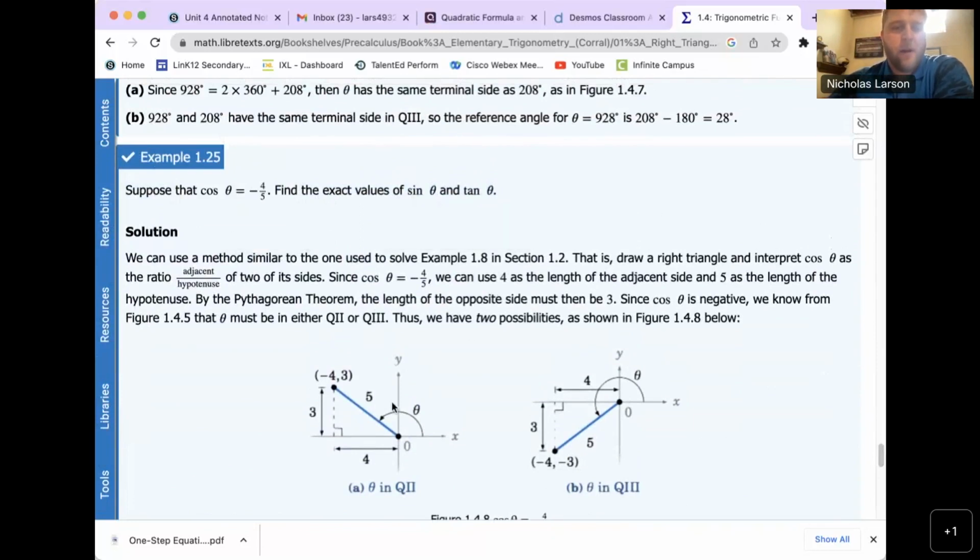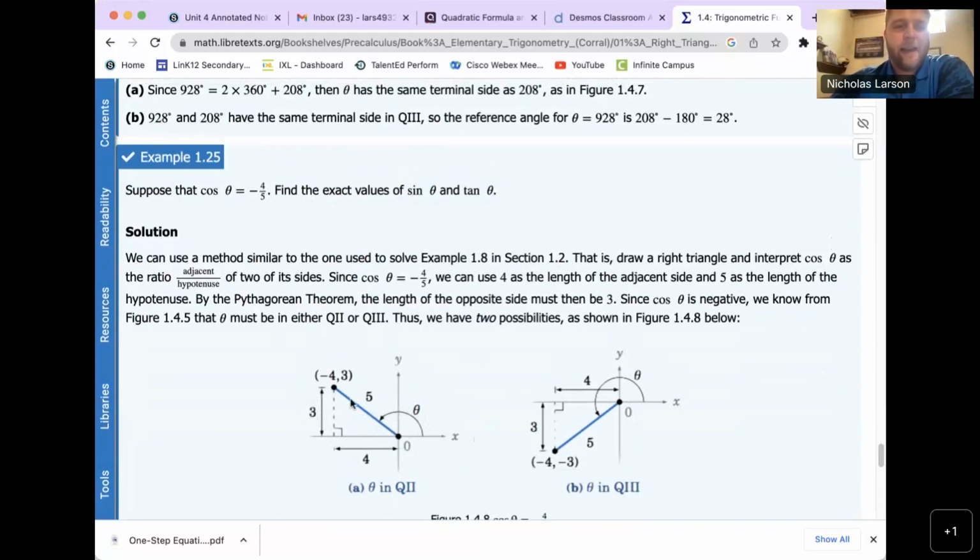Okay. Well, if I know that cosine theta is negative 4/5, that means my x is negative 4 and my hypotenuse is 5. Now, we recognize this as being a perfect triangle or a Pythagorean triple where it's 3 squared plus 4 squared equals 5 squared. So again, I could use the Pythagorean theorem to figure this out. I know that this is 3 right here.